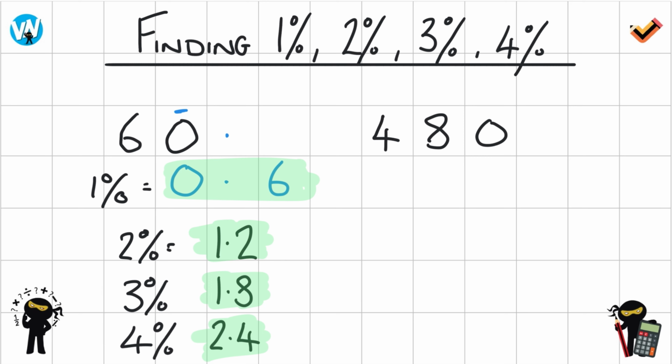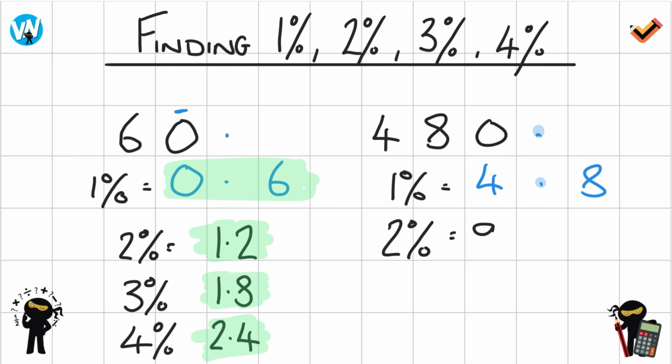So again, with 480, let's find 1% first. So decimal, everything's going to move along 2 places. So we'll start with the 4. That's going to go 1, 2. So the 4 is going to be in this column. So we've got 4.8. And we have ended up with that decimal situation again. So we know that 1% is equal to 4.8. So 2% is going to be equal to 9.6.